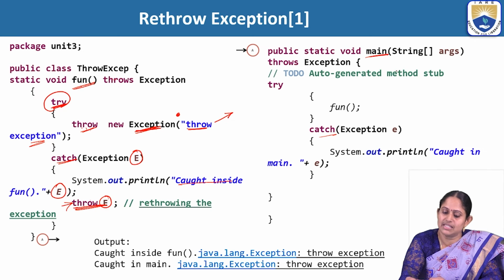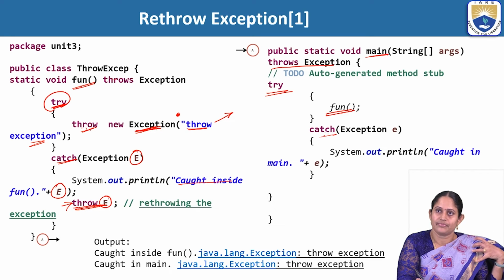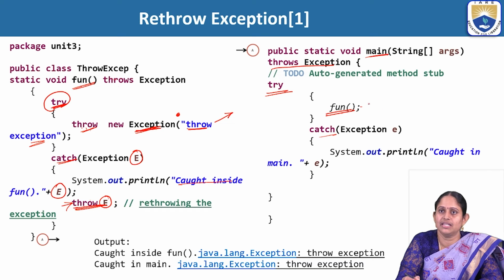Inside the main method, since there is a chance of creation of a checked exception object, we are again making use of the throws keyword, and it is being dealt with by the try catch block. So we are calling the fun method inside the try block, and if any exception is thrown by the fun method, it will be caught by this catch block.